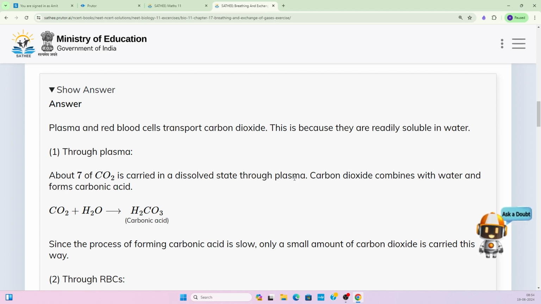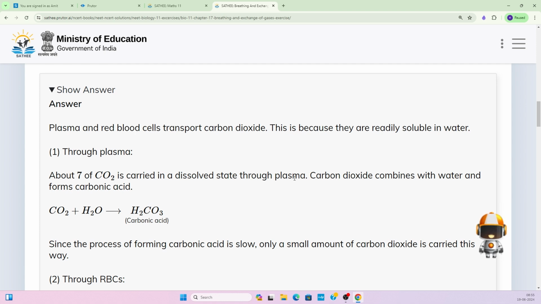Plasma and red blood cells transport carbon dioxide. So the liquid part of the blood, that is the plasma, and there are certain blood corpuscles, so red blood cells, transport carbon dioxide. This is because it is readily soluble in water. So this carbon dioxide gets dissolved in the plasma.